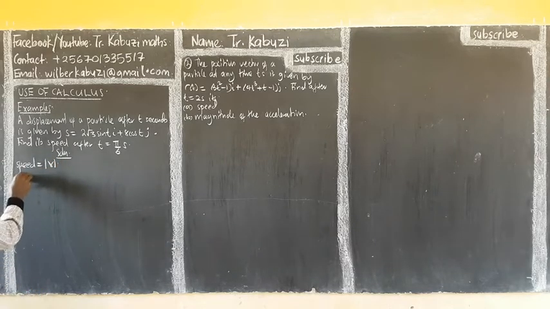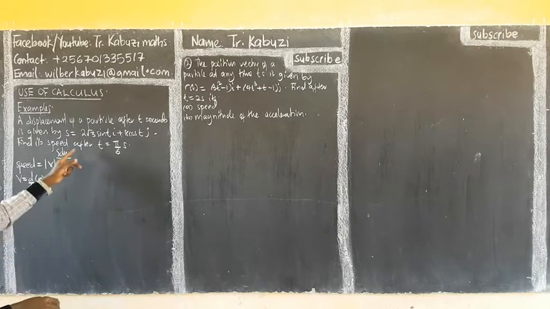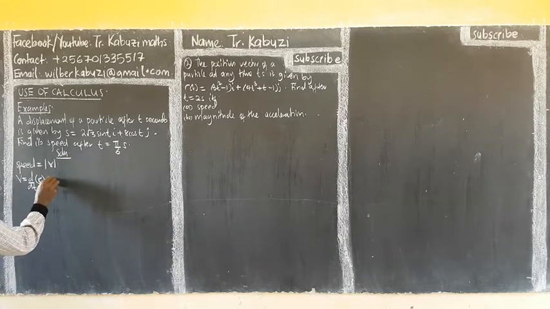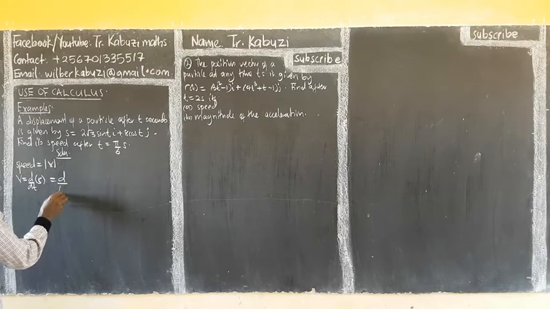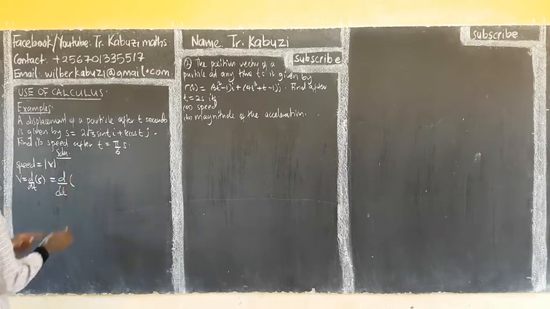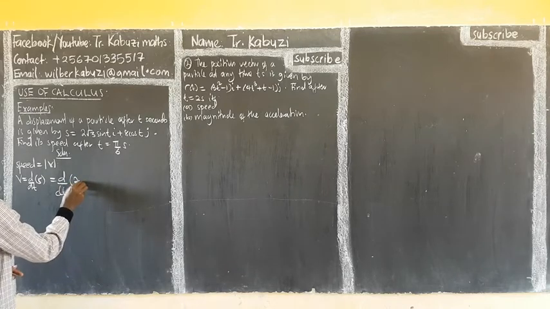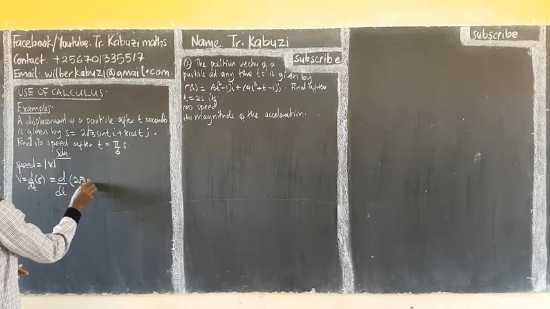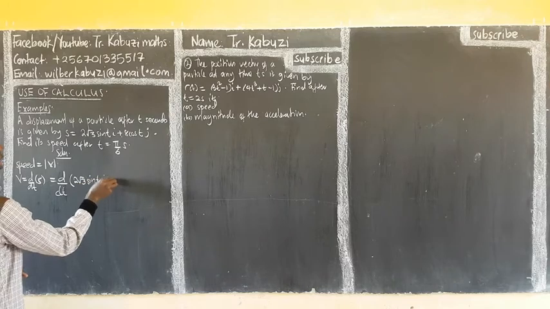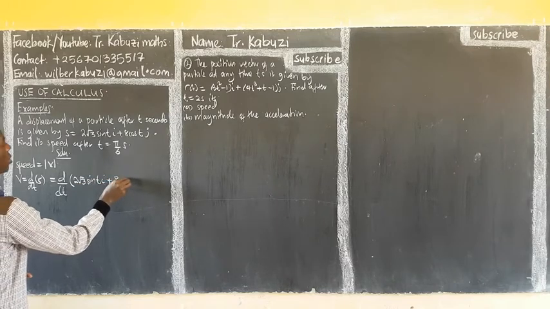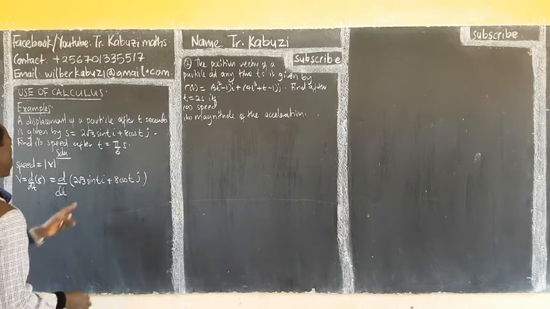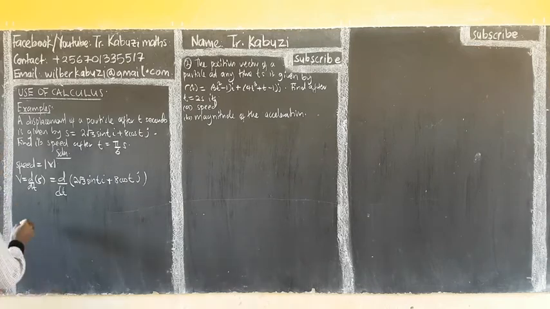Our velocity is equal to the differentiation of displacement s. So we need to differentiate this, which will be d/dt of 2 root 3 sine t i plus 8 cos t j. You can give it in column form or write it the way it is. We differentiate this and we differentiate this.